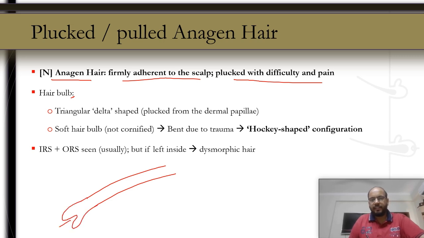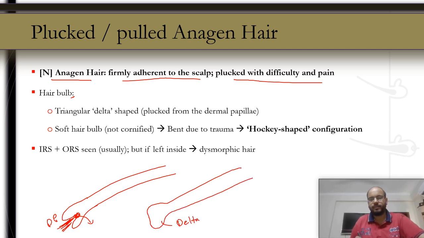Okay. And this is the attachment of the dermal papilla. When you forcibly pluck out an anagen hair, this part will get pulled, and you have a triangular end, which is known as delta or triangle. So you have a triangular, delta-shaped hair bulb.